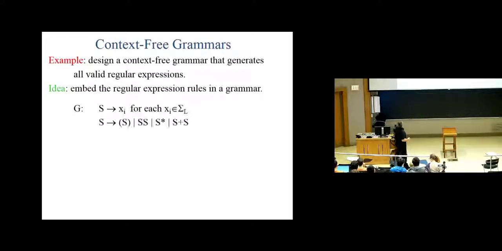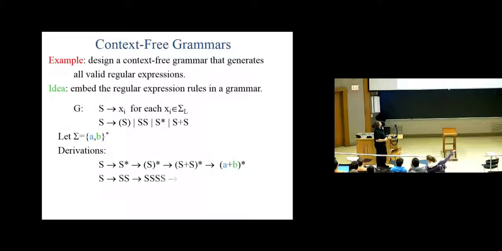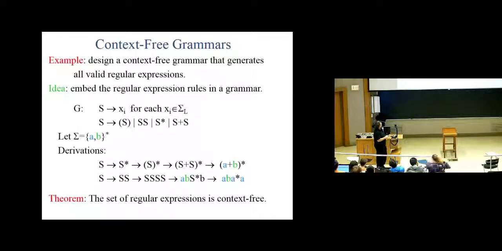All right, so here's a context-free grammar that generates all regular expressions. So you have the nesting rule here, the first rule, then the second rule is the juxtaposition rule, the third rule does the Kleene closure notation, the fourth rule does the union notation. So for example, here's a derivation. S goes to S star. This S goes to parentheses S parentheses, that's the first rule.